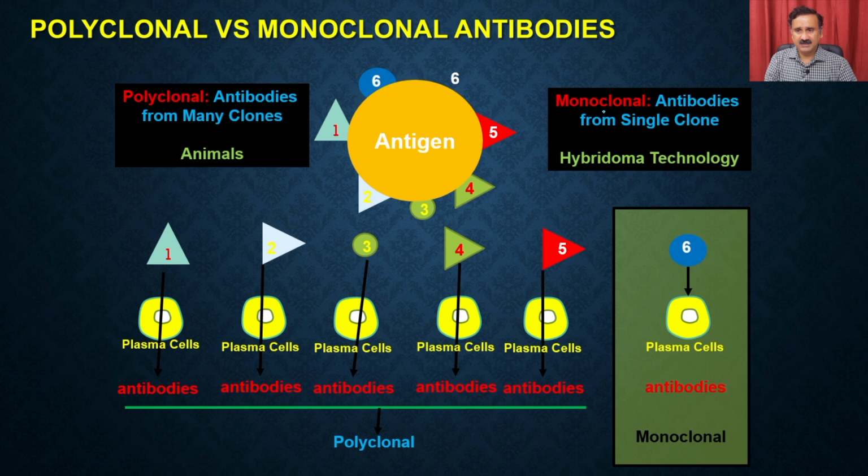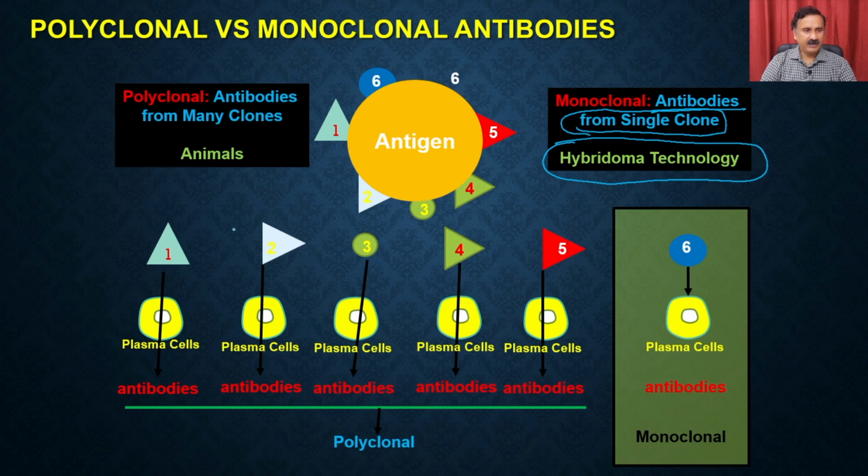As the name suggests, monoclonal antibodies are produced from a single clone of B cells or plasma cells, and these antibodies are produced by a technology called hybridoma technology. In hybridoma technology, we are going to follow many steps. So what are these steps? Let's see the different steps you are going to use for hybridoma technology.